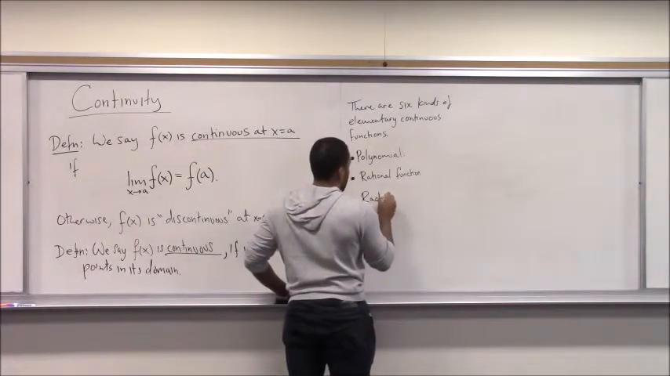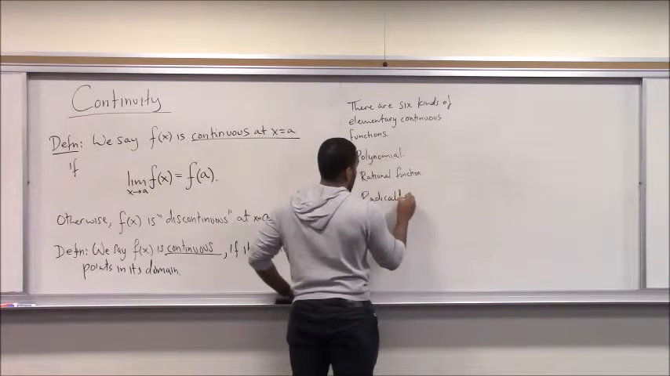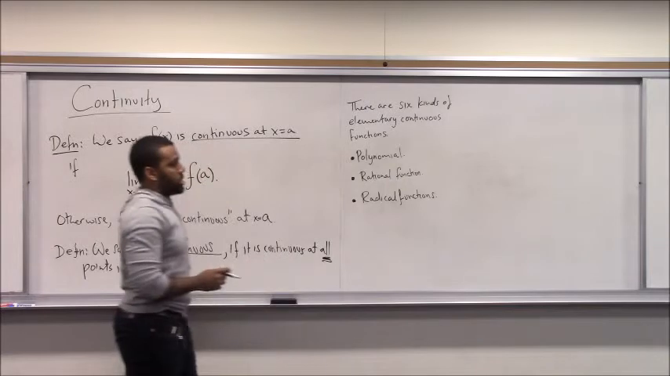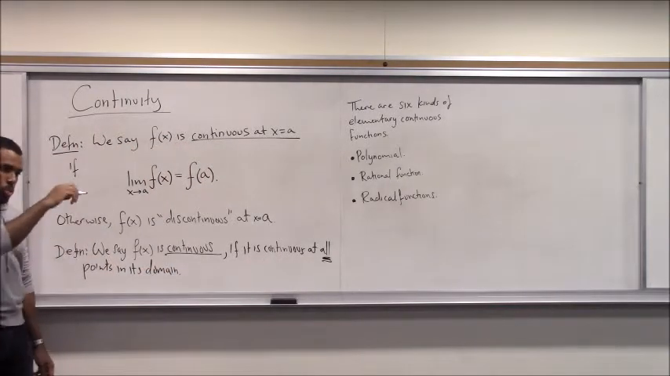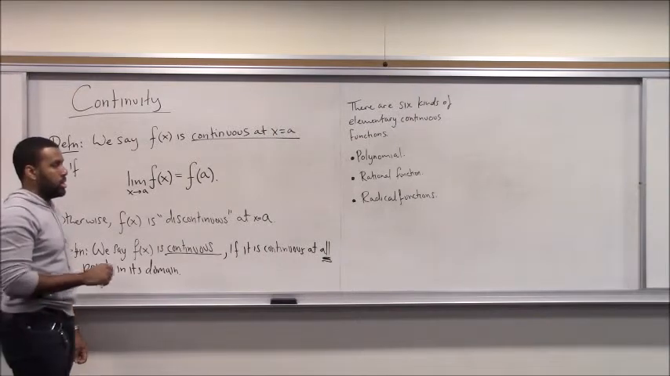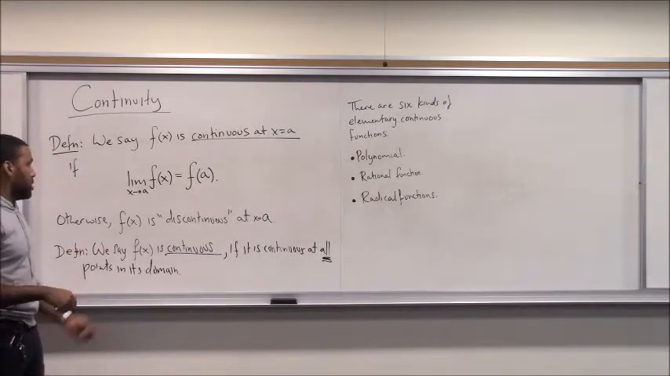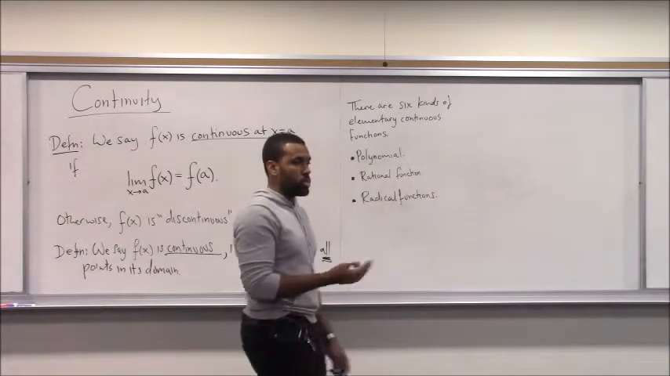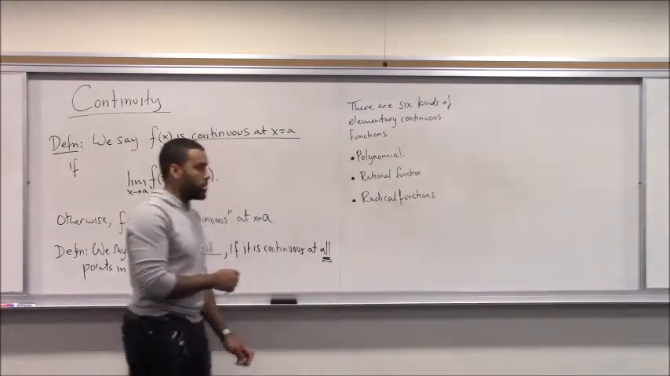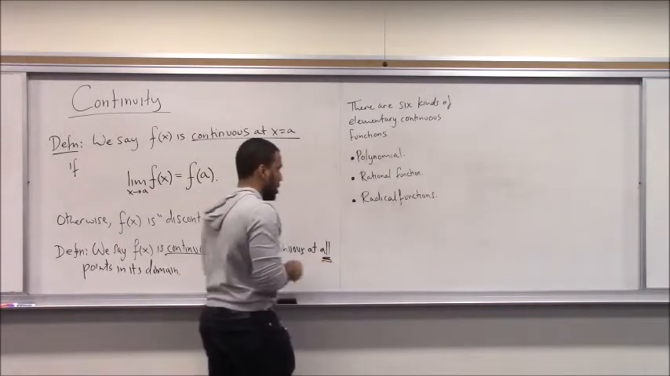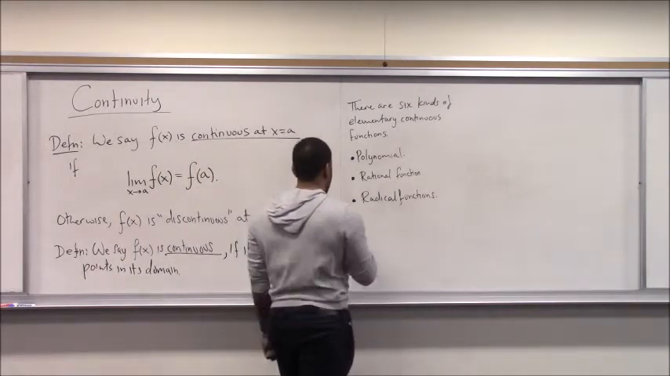Radicals. As long as the square root is working, meaning it's not an even root and you're plugging in a negative number or anything like that, at any permissible point, this equation will be true for a radical function. So we look at y equals the square root of x or y equals the cube root of x. Those guys are continuous. At every single point where that works, this equation will be true.